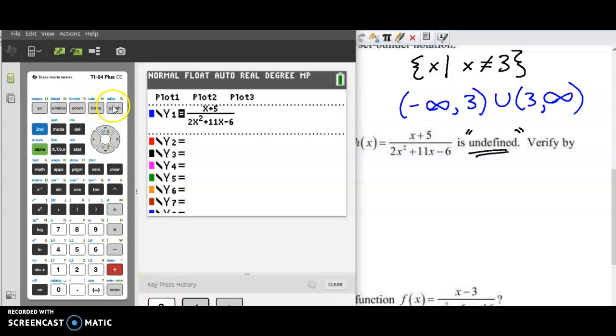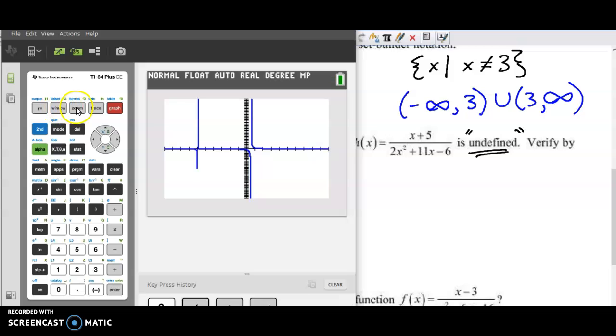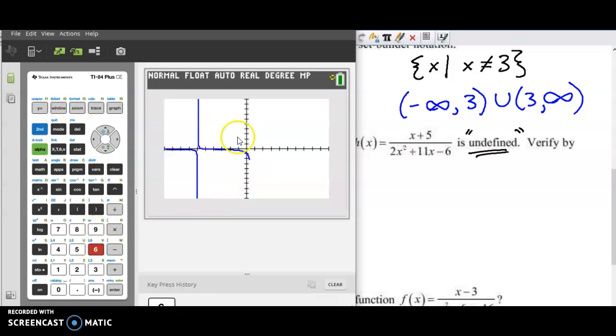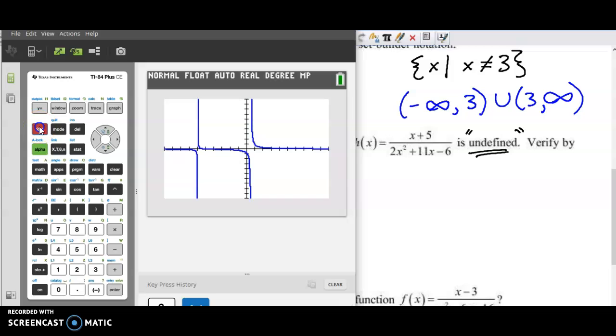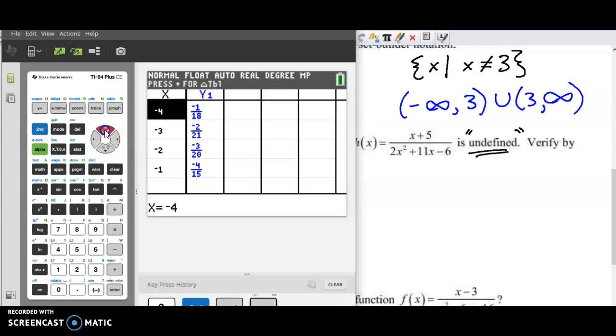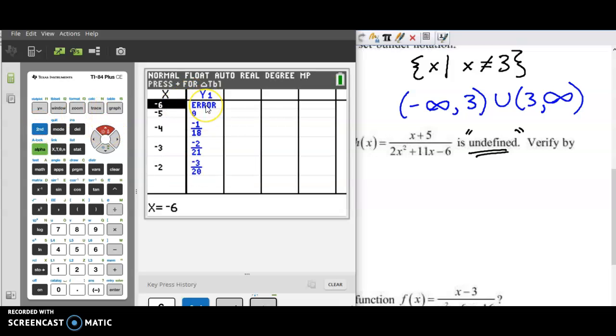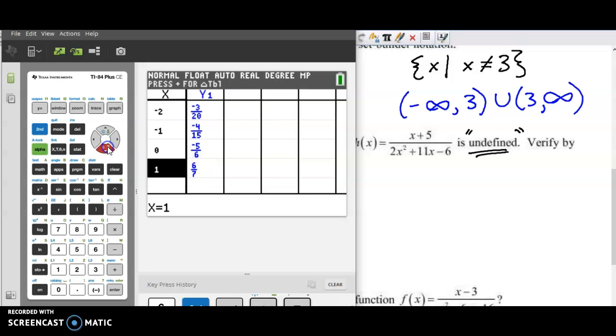If I go to the graph, whoops, let me hit zoom 6. I forgot I have changed it. You can see at negative 6, it looks like there's not a defined value. Same with x equals 1/2. And I can confirm at negative 6 it's not a defined value, because if I hit second graph, I can go to the table and see that there's an error at negative 6. The downside is, because I'm counting by ones here, I cannot see at 1/2 that it's an undefined value.